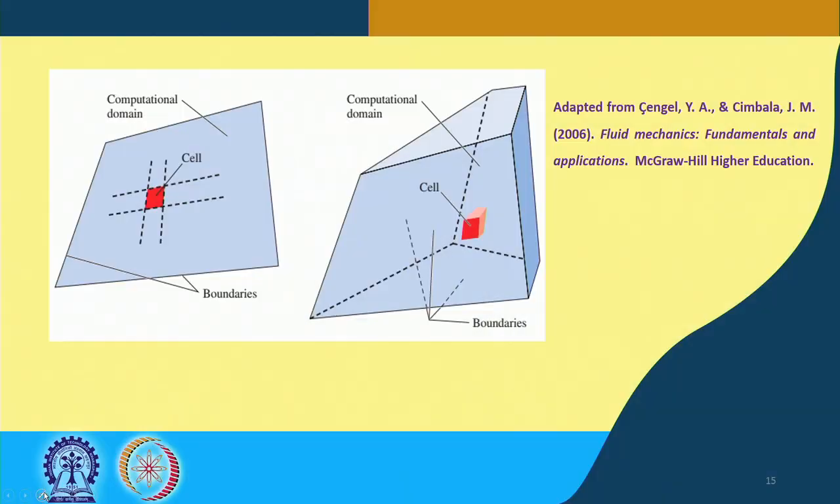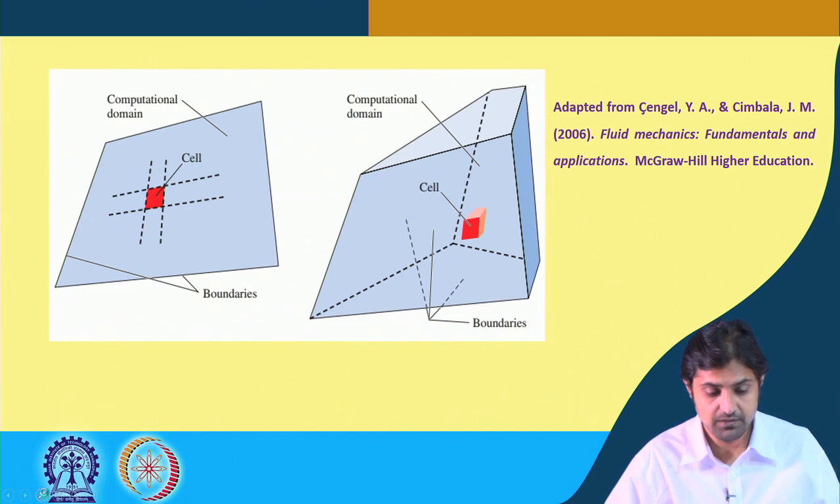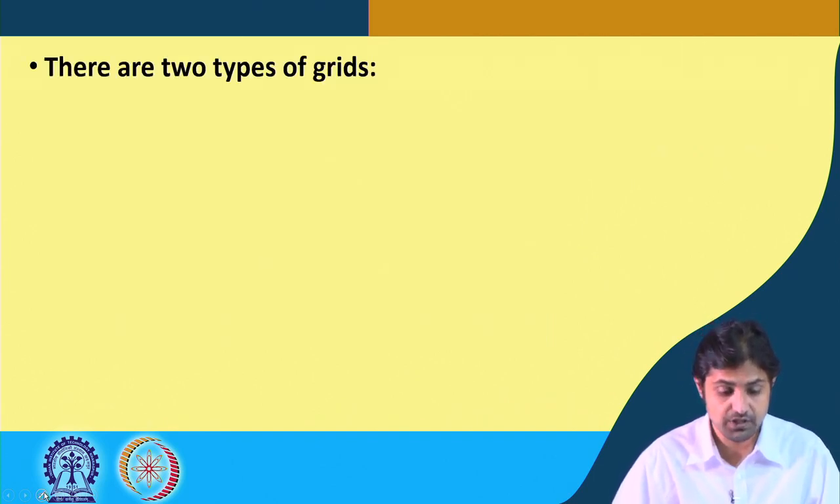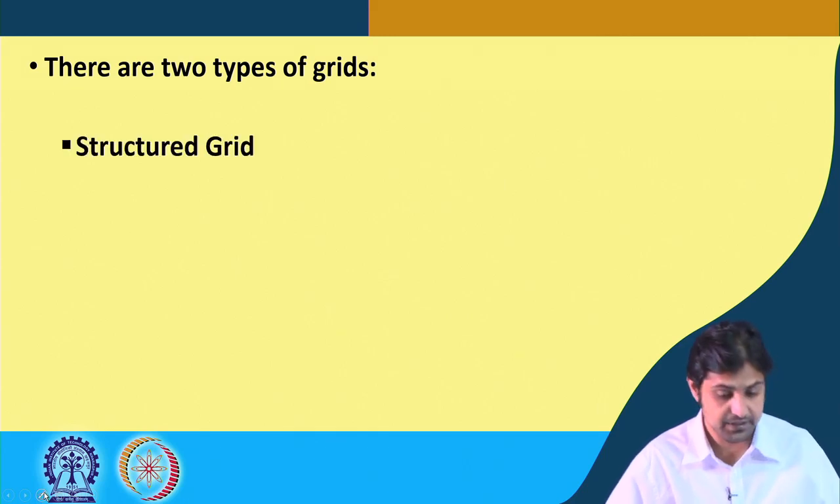Welcome back, students. In this lecture we are going to continue what we started in the last lecture with the grid generation. So we finished at this slide, therefore we are going to proceed from this point onwards and see what further analysis can be done. So we talked about grids, right? There are actually two types of grids.